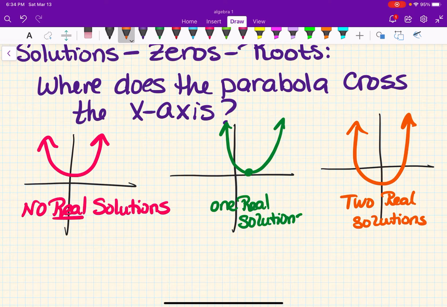Now, graphing is not the most precise way of finding a solution, but it is a way to find a solution. So we're going to do three examples, and the first one I'm going to show you all the steps, and then the last two I'm just going to move quickly through.